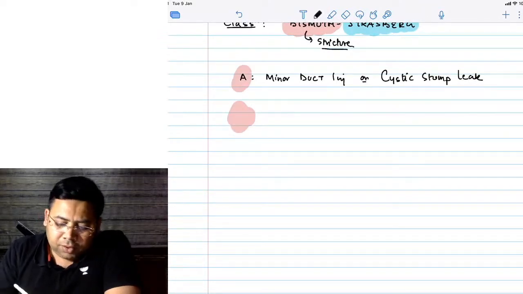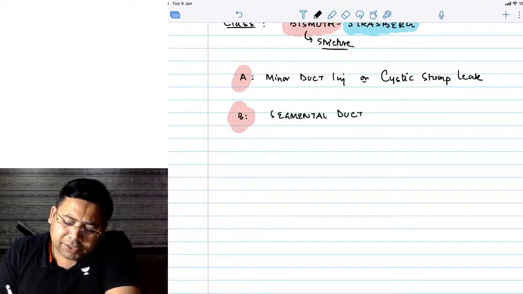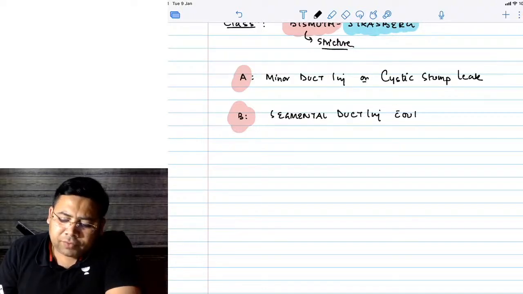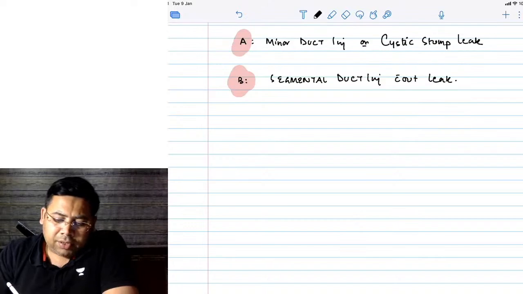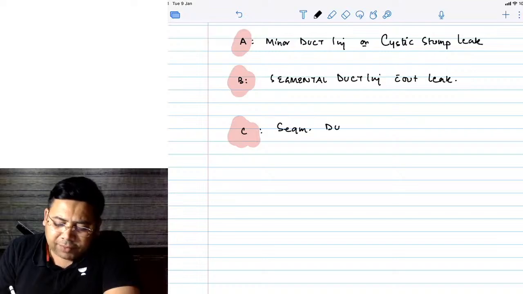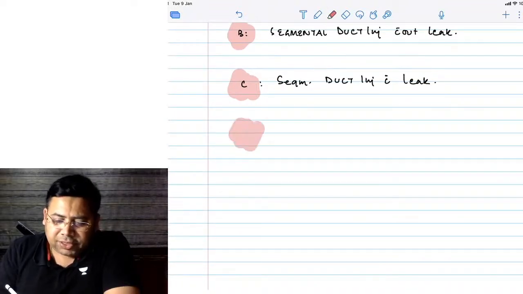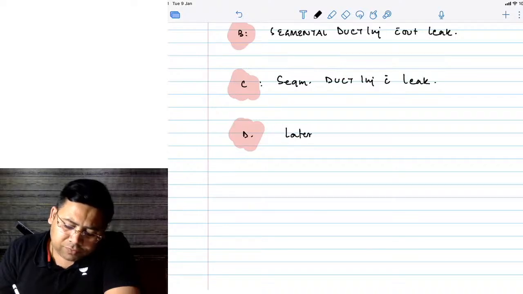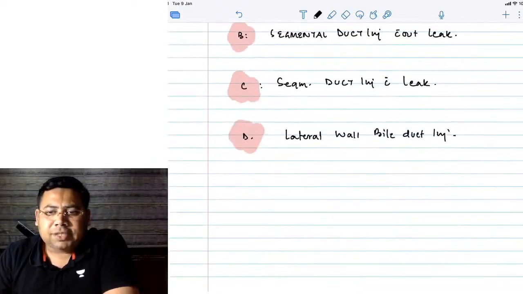What is type B? Students, type B is defined as segmental duct injury. It can be right segmental, it can be left segmental. Segmental duct injury without leak. So many a times we ligate and divide the segmental duct. And then we have type C. What is type C? It's a segmental duct injury with leak. And then what is type D? This is lateral wall bile duct injury. So let us try to understand what is A, B, C, and D.